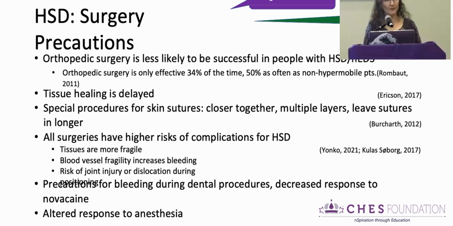Tissues are more fragile. The blood vessels are more fragile, and there's a risk of dislocating joints during the surgery. They pull your arm out here to put the IV in, and that's fine for a non-hypermobile person, but it might dislocate the shoulder of another person. And then precautions for dental bleedings. And there are also some precautions for anesthesia. So again, I've got a handout and a lecture if you want to learn more about that in particular.